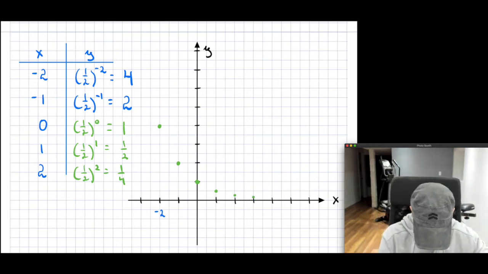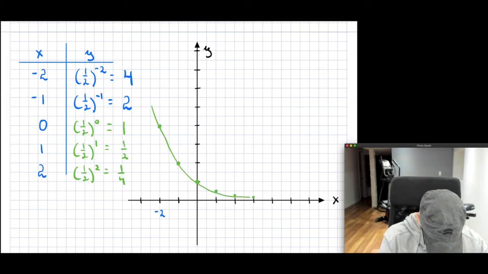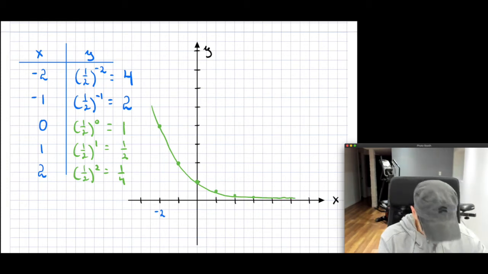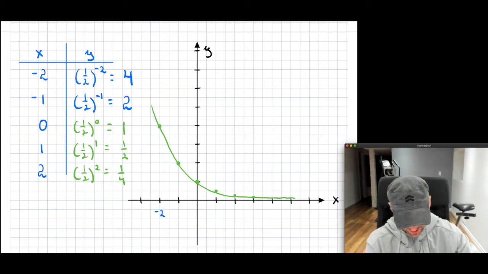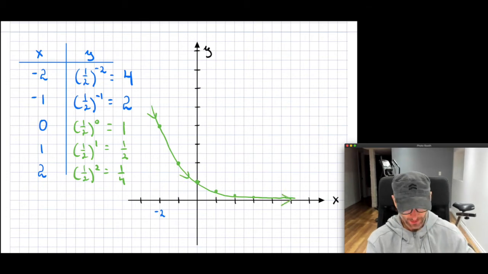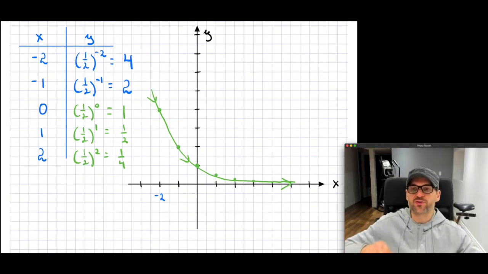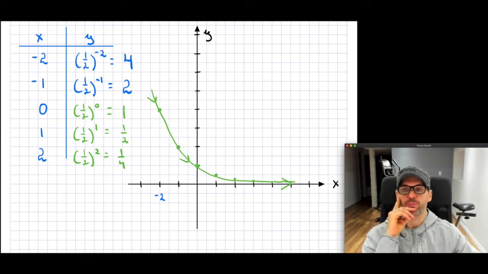So what's happening now is this. Now all of a sudden, we're decaying. We're getting closer and closer to 0, as this kind of comes down in this direction. So that's the first thing that I wanted to point out to you.